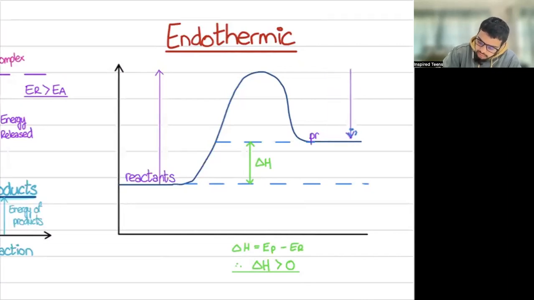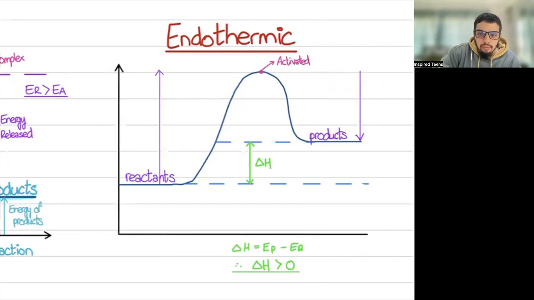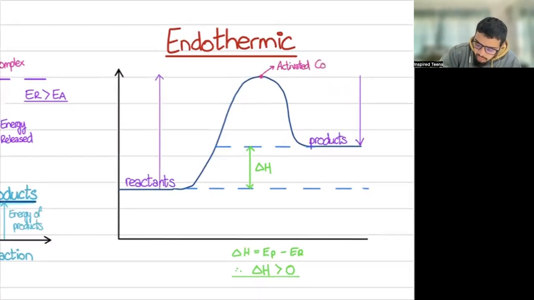These are our products. And then here we have our activated complex. The activated complex basically means that the reaction is going to occur because we've reached the activated complex, where it's just before the bonds are being formed. This is the activated complex.